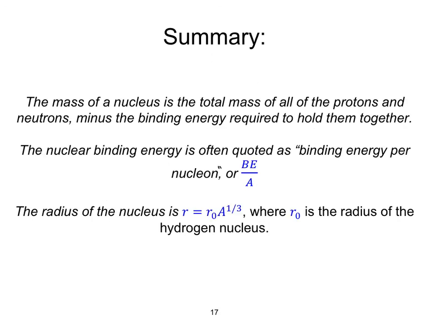We learned that the mass of the nucleus is the total mass of all of the protons and neutrons minus the binding energy required to hold them together. The nuclear binding energy is also quoted as binding energy per nucleon, or Be over A. The radius of the nucleus is R equals R naught A to the 1/3, where R naught is just the radius of the hydrogen nucleus.